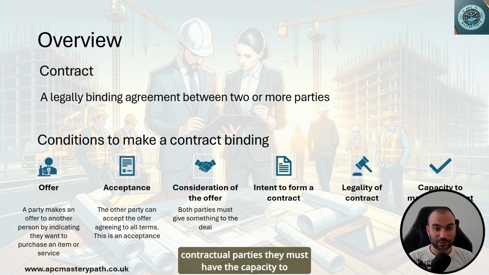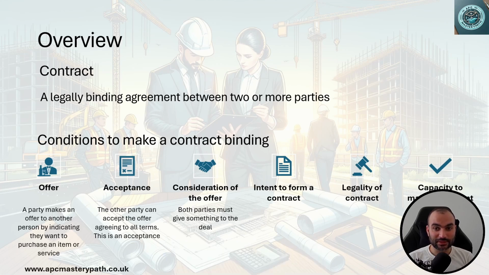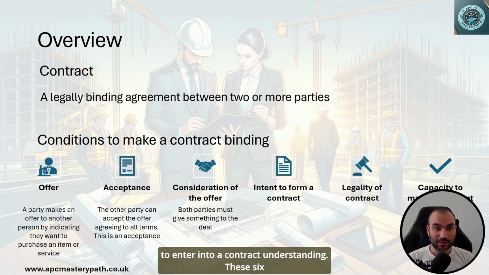And finally, the contractual parties must have the capacity to make an agreement, meaning they are legally competent to enter into a contract. Understanding these 6 conditions is crucial for any surveying professional, because contracts are the backbone of our professional interactions and project deliverables.